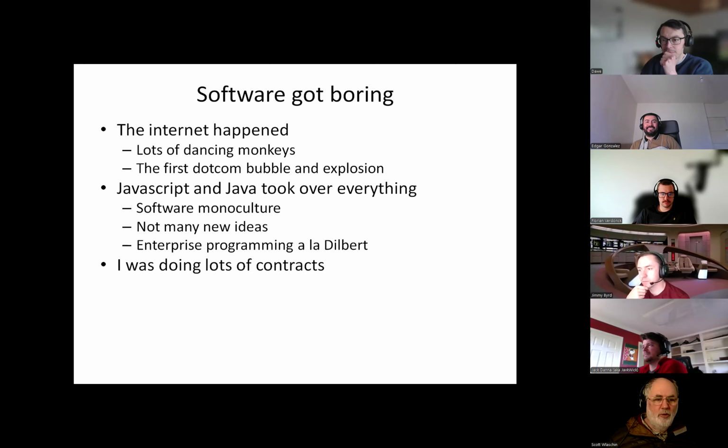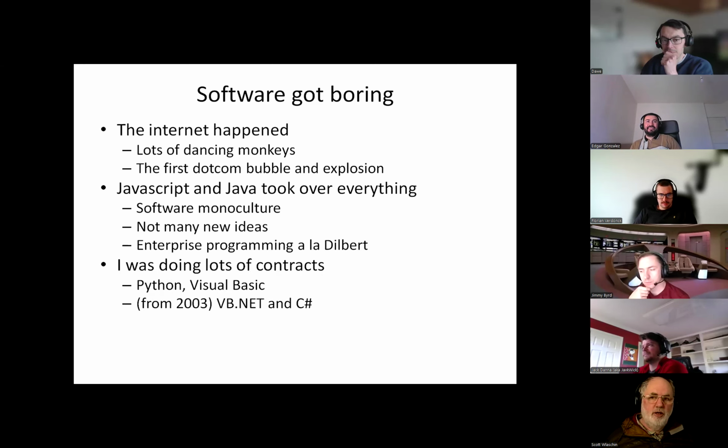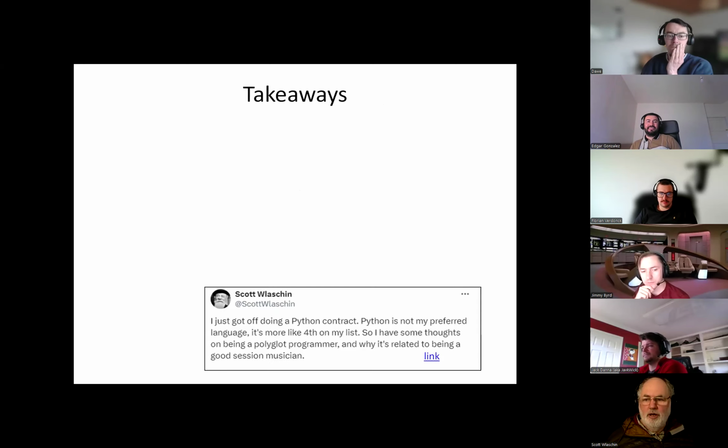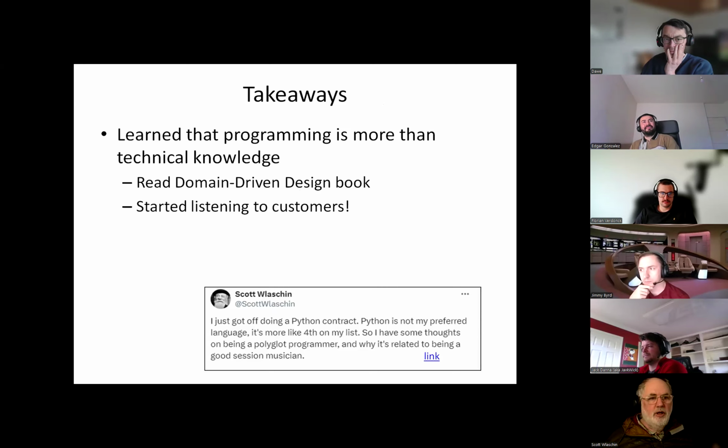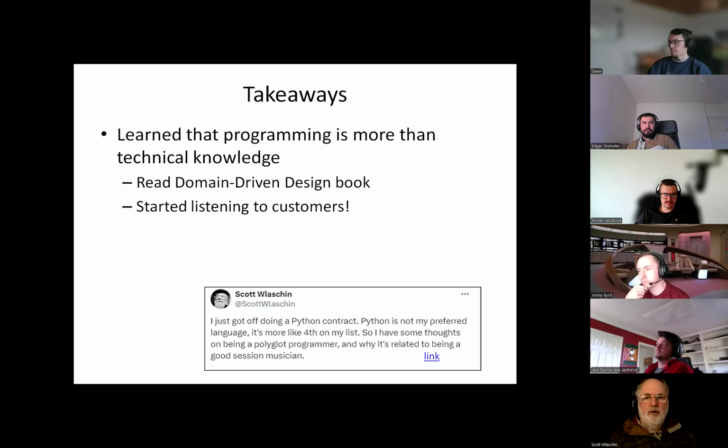So really boring. I was doing lots of contracts, Python, Visual Basic, and then I started getting into .NET, and I was a DBA for a while, so I learned a lot of stuff. I actually learned that programming is more than technical. I learned that it's not all about technology and programming. It's about listening to people. And I got into domain-driven design. In a contracting world, it's all about what you can deliver to somebody. It's about adding value, right? It's not about the best technology.